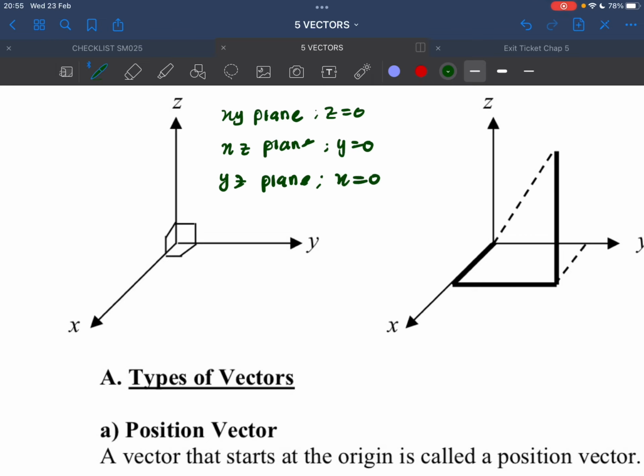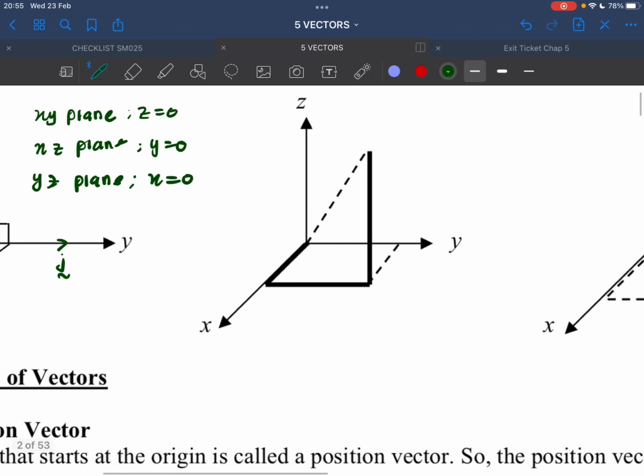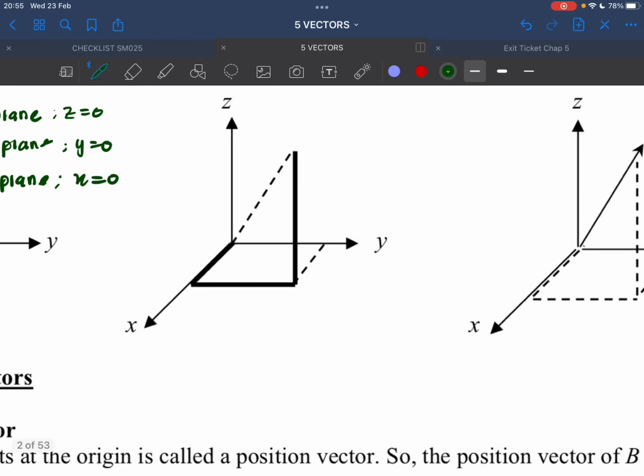And we have vector direction, direction vector. The x-axis is i. Let's label that as i. This one is j, and this one is k. We are going to learn more about this in application of vectors, about plane and line.